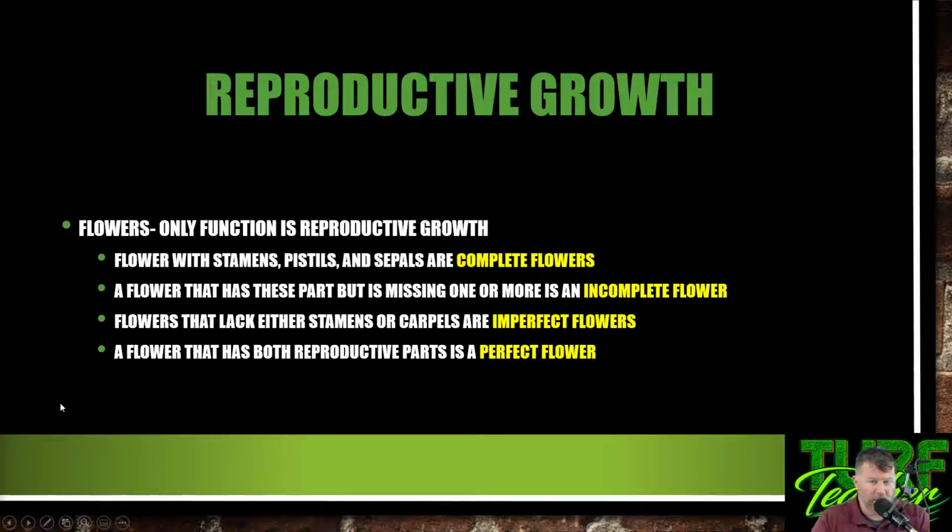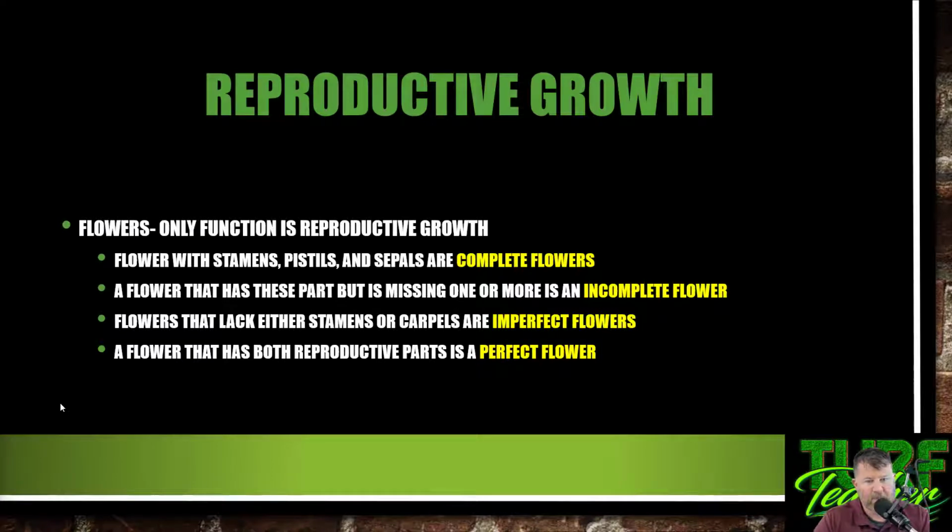With reproductive growth, flowers, the only function is for reproductive growth of the flower. Yes, they attract the bees, but guess what they're doing? They're pollinating. Their main goal is to carry on life for the next generation.